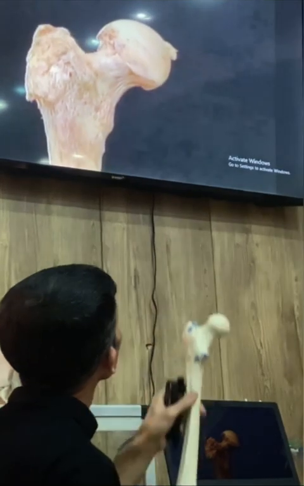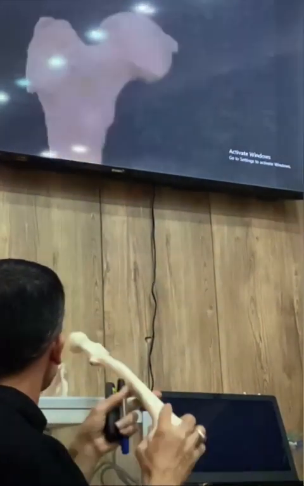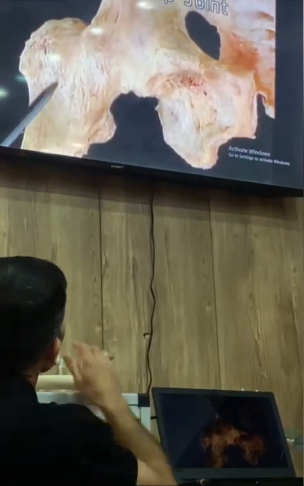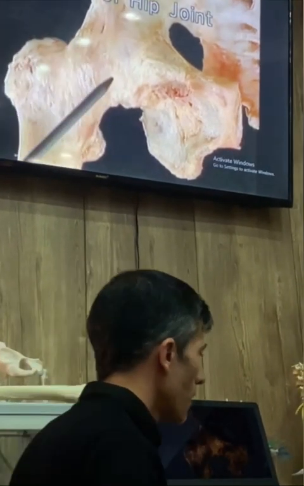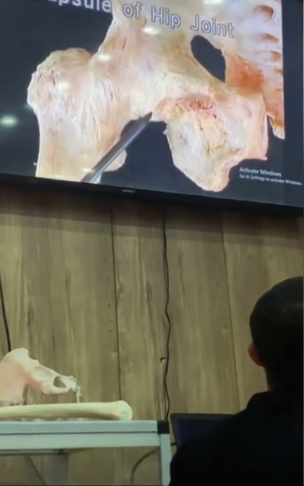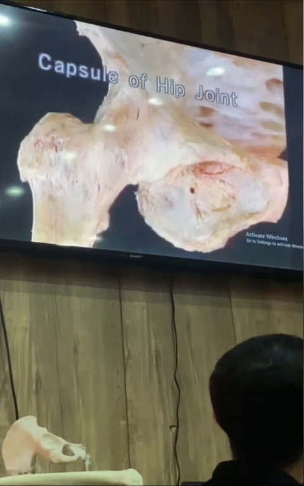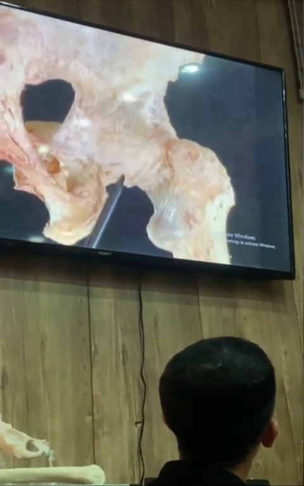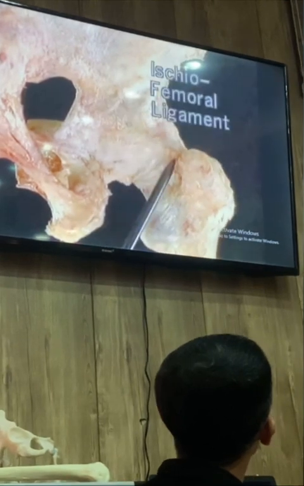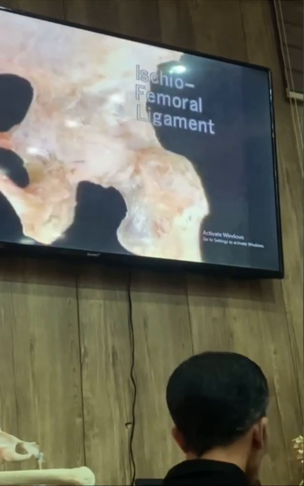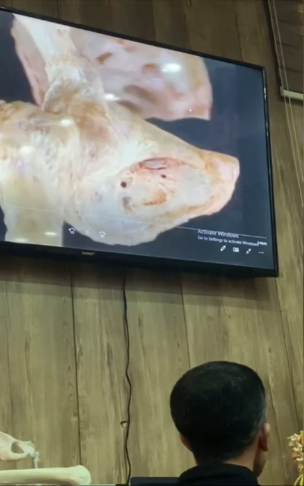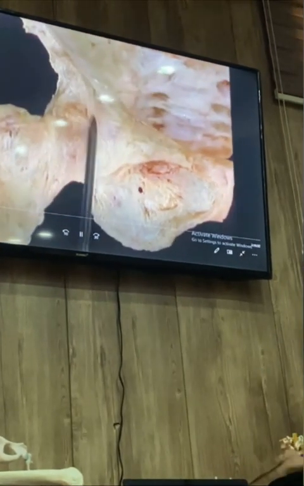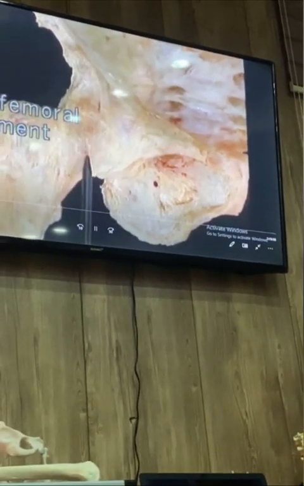Now let's go back to the intact hip joint. The capsule of the hip joint is a sleeve of ligaments. The capsule is thin on the underside. Everywhere else, it's thick and very strong. This part of the capsule behind is called the ischiofemoral ligament. This anterior part of the capsule, which is the thickest, is known as the iliofemoral ligament.